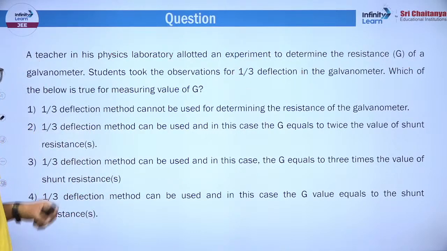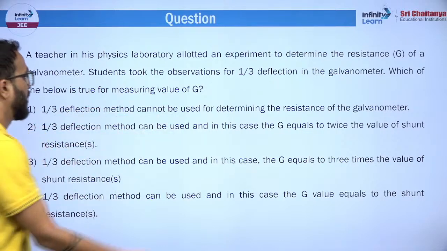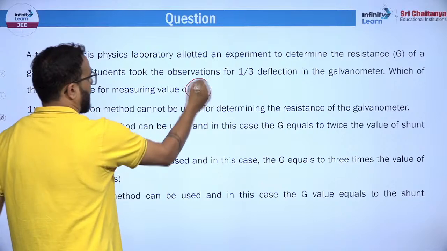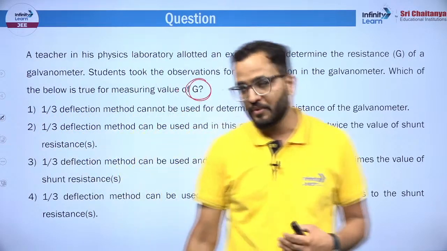व्हाट दे हैव गिवन? विच ऑफ द बिलो इज ट्रू फॉर मेजरिंग वैल्यू ऑफ कैपिटल G. ओके, तो अब हमें G की वैल्यू पता करनी है. एनी अदर इंफॉर्मेशन अवेलेबल? नहीं. तो एक बार ऑप्शंस को पढ़ते हैं. लेट्स रीड आउट द ऑप्शंस एंड देन डिसाइड.